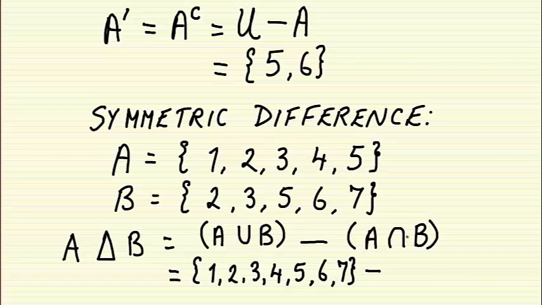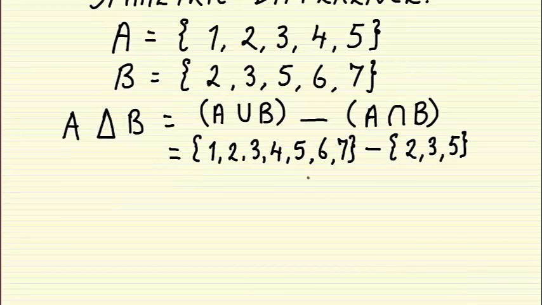And then we want to have a look at the intersection. So the intersection of the sets A and B are the common elements between them. And in this case we see that the intersection consists of the elements 2, 3 and 5. Okay, so we've formed the union, we've formed the intersection. We now need to apply the difference operation between those two sets.